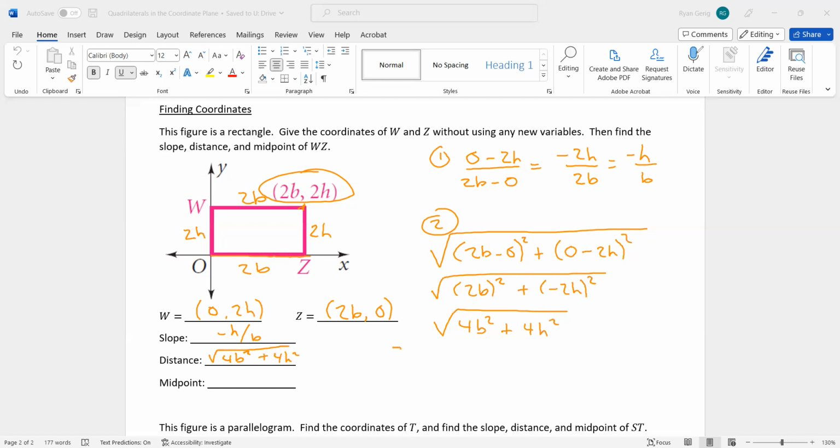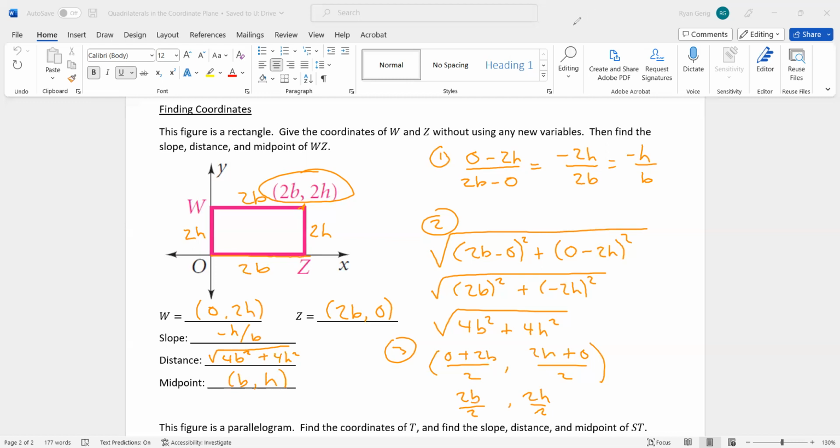And then the last one, midpoint, x1 is 0 plus x2, which is 2b over 2, and 2h plus 0 over 2. 0 plus 2b is 2b divided by 2. 2h plus 0 is 2h divided by 2. The 2's cancel, and I'm left with b, h as my midpoint. Okay, that one was pretty straightforward because it was a rectangle. I know it's probably not. You're like, that wasn't straightforward.